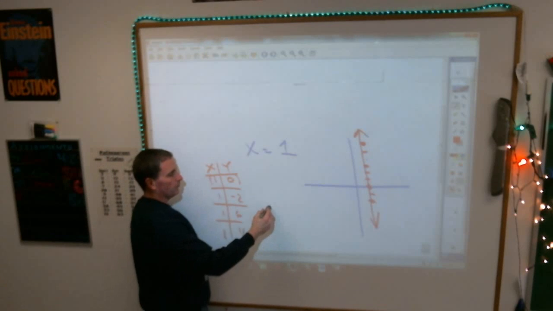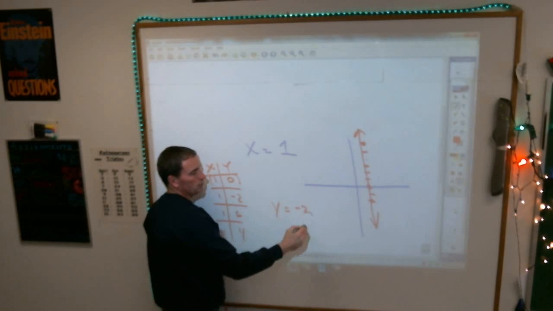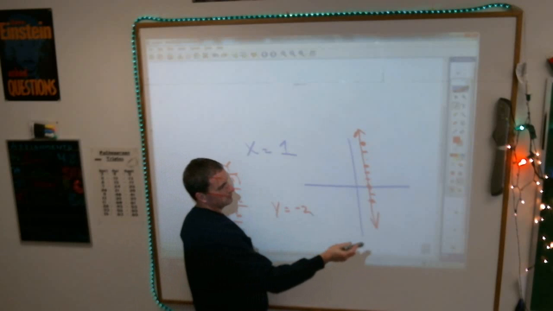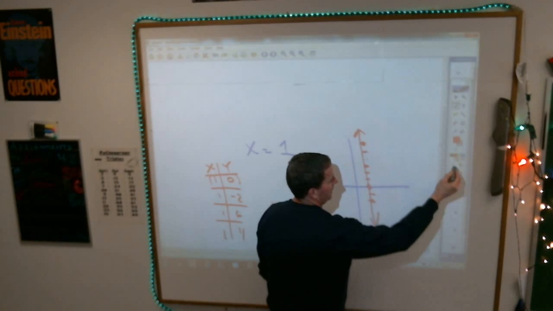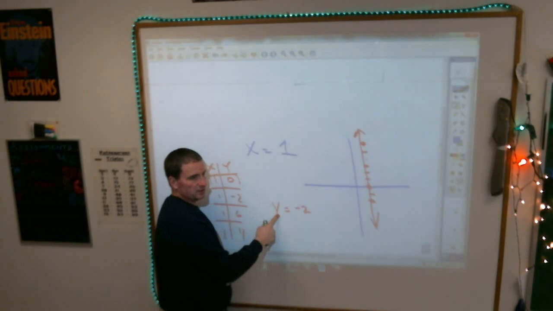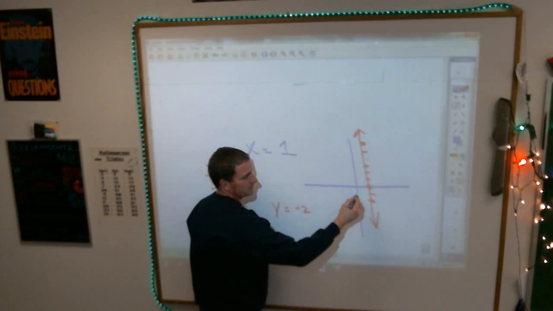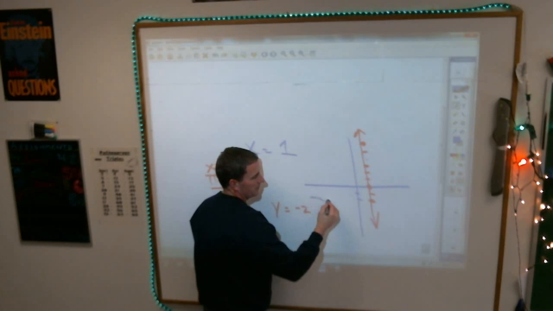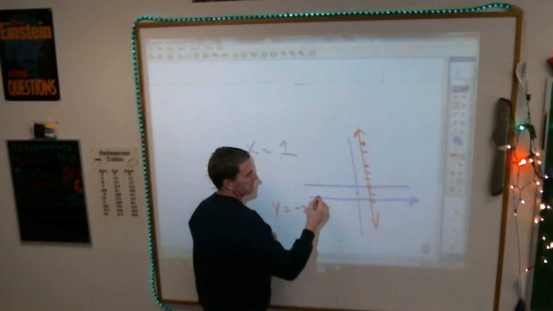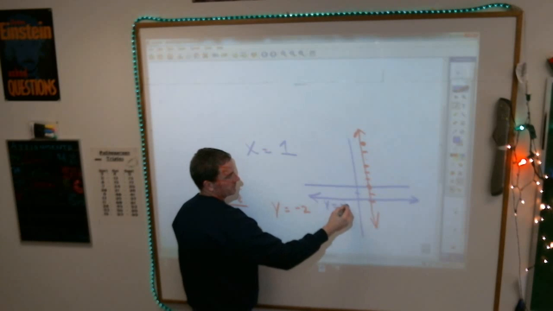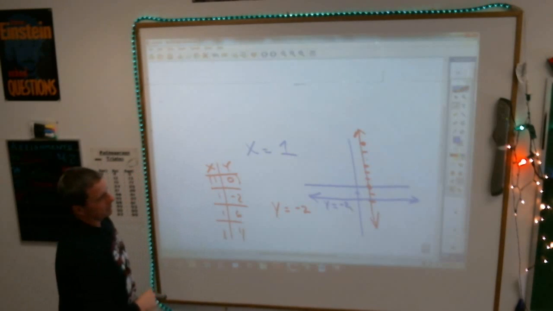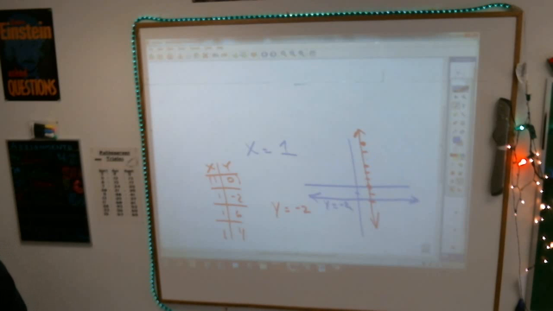Guess what the graph of y equals -2 is? No matter what x is, y is -2. Where is y -2? Right here. This is the graph of y equals -2.